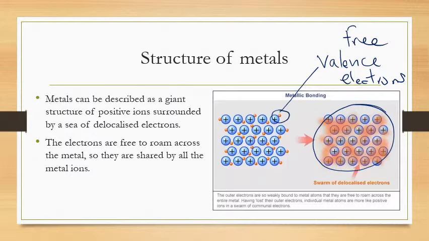Because of this, the electrons are free to roam across the metal, so they are shared by all the metal ions. So metallic bonding is the electrostatic forces of attraction between each positive ion and the delocalized electrons. And this holds the structure together.